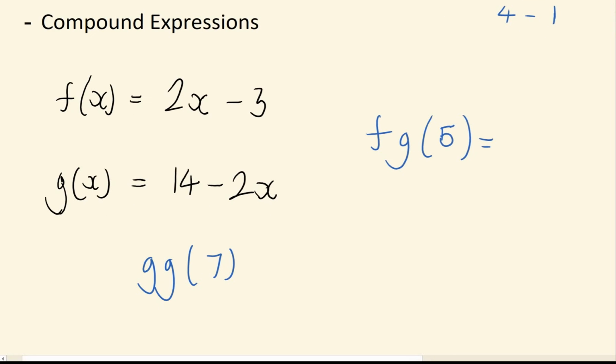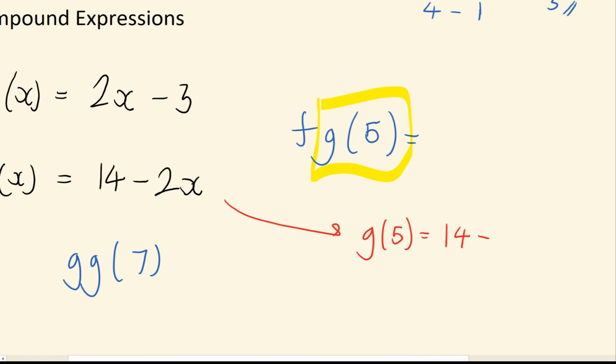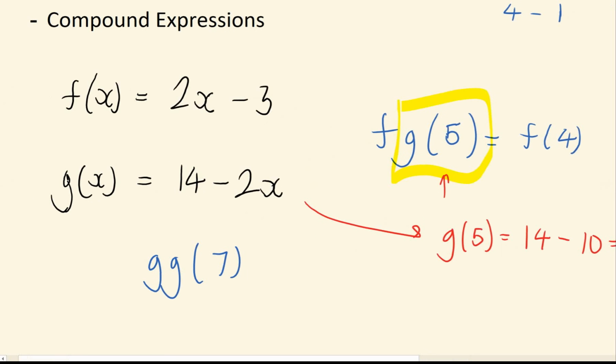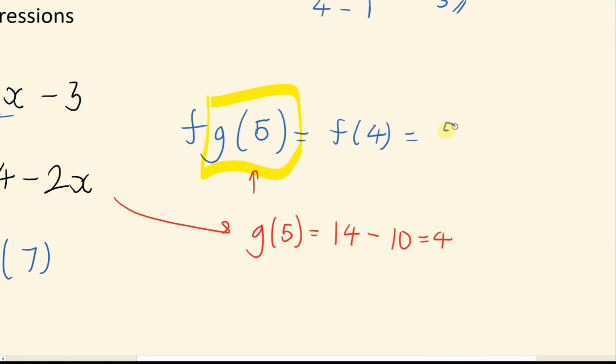Okay, so first with fg of 5. For this, you always work from the middle. First, we're going to work out what g of 5 equals. g of 5 is going to be 14 take away 2 lots of 5, so 14 take away 10, which gives you 4. So we've now worked out that g of 5 equals 4. Then we need to work out f of 4. So work out g of 5 and plug the answer into the next function on the outside, which in this case is f. F of 4, we do 2 times 4, which is 8, take away 3, giving us 5.